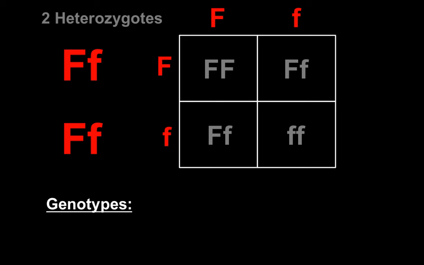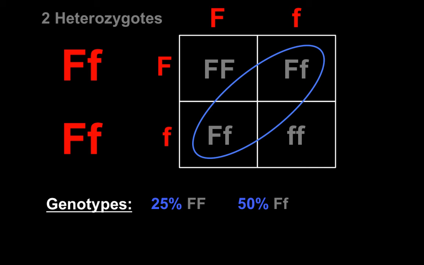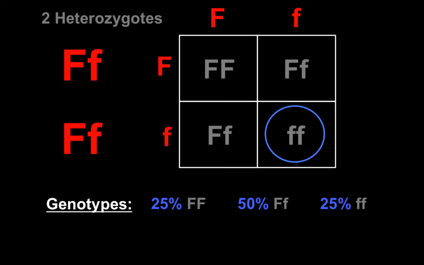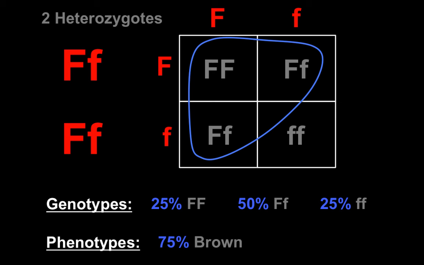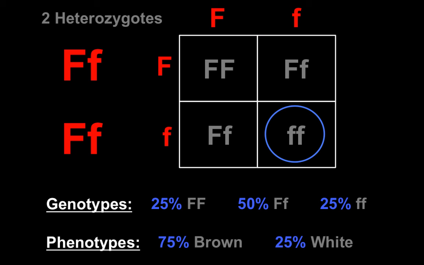Now notice when we look at the genotypes, we have three possibilities. We have a 25% chance of homozygous dominant, a 50% chance of heterozygous, and a 25% chance of homozygous recessive. But when we look at the phenotypes, we only have two possibilities because there can only be brown or white mice. Since homozygous dominant and heterozygous are the same, you have a 75% chance of getting a brown mouse and only a 25% chance of getting a white mouse.